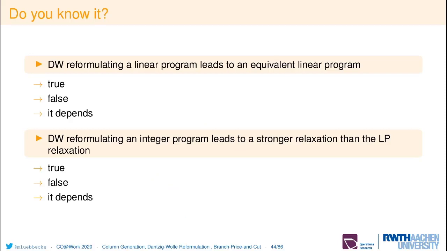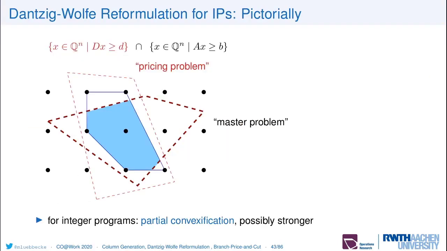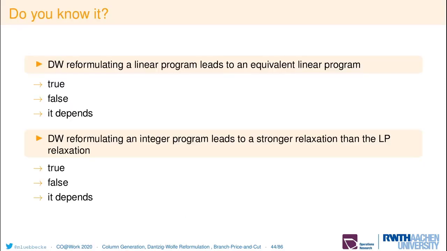Now, think about what we just did. We Dantzig-Wolfe reformulated a linear program, and this leads to an equivalent linear program is the claim here. So the question is, is that true? Is it false, or does it depend? So maybe we think about that. And then we can think about, okay, when the pricing problem is an integer program, would that reformulation lead to a stronger LP relaxation? That's always true, that's always false, or depends. So look at the picture again here, and then check what your answers are.